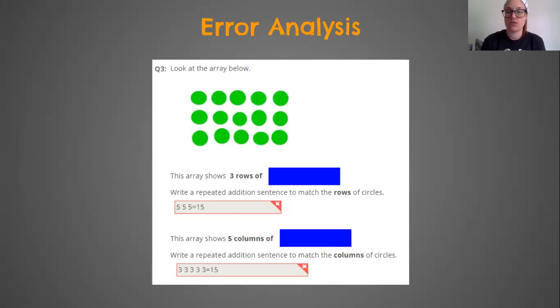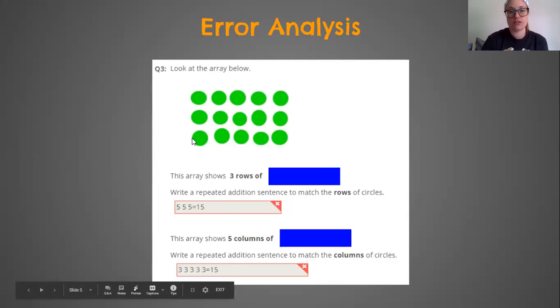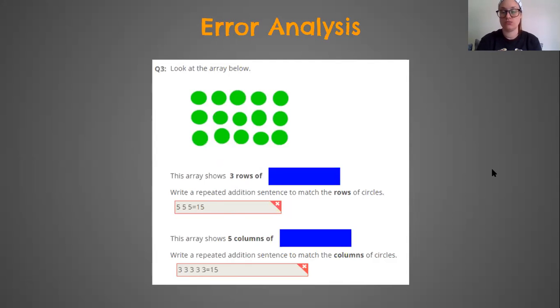Question 3 was the other one that was really tricky. It says, look at the array below. So here's our array. This array shows 3 rows of blank. So remember, rows go side to side, left to right, or horizontal, however you want to say it. So if we're looking at rows, 3 rows, they're telling you 1, 2, 3. How many circles are in each row?